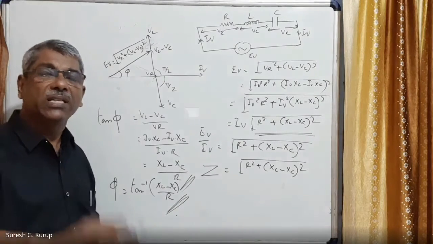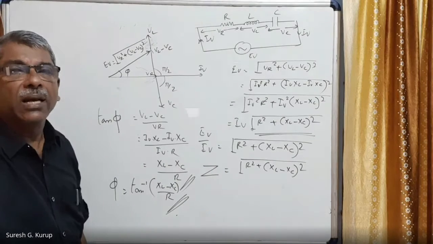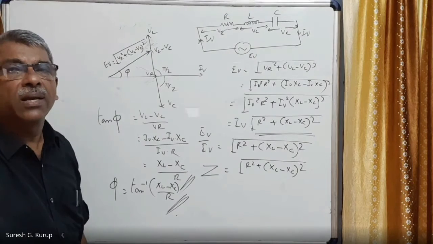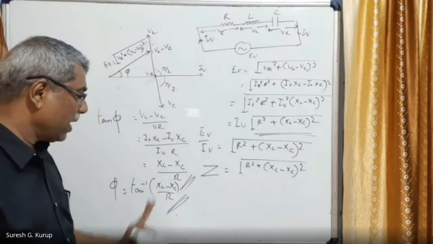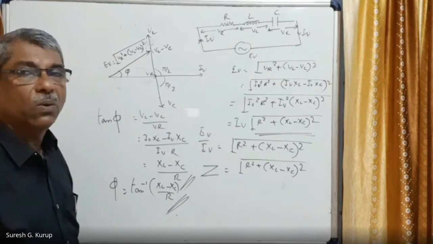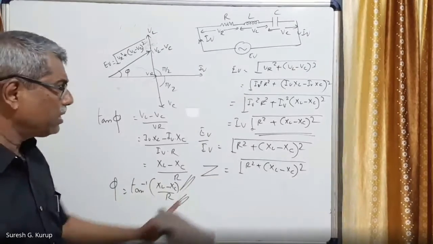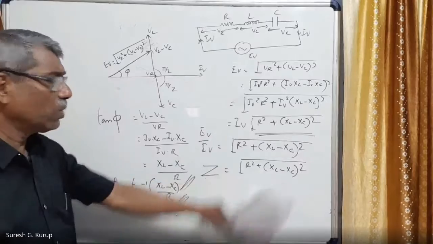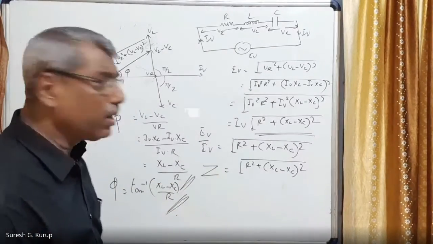As this is an inductive circuit, we have seen that the current is lagging behind by an angle phi. Phi is given by tan inverse of (XL minus XC) divided by R. So impedance is calculated and this is also calculated. What is impedance? Impedance is equal to this one. For any circuit, all these formulae are important.